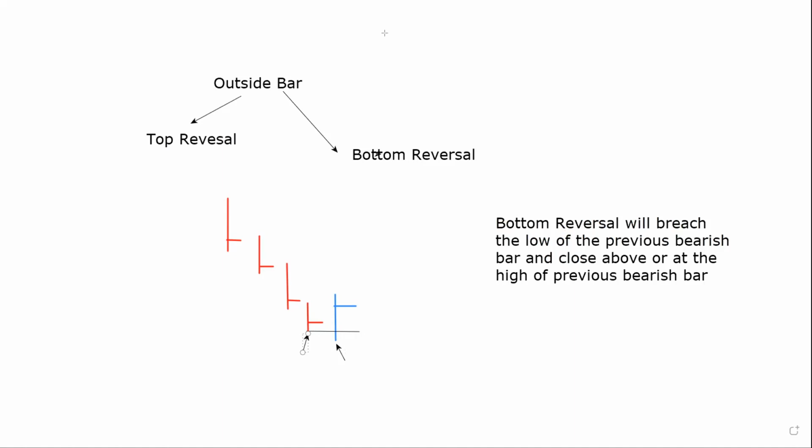And you can see that the close of this bar must close at least at or above the high of the previous bar. In this scenario, it closed here. It can also close right over here, or it can close here as well. But it should close at the high or above the high of the previous bar. You understand? Okay, this is known as the bottom reversal.